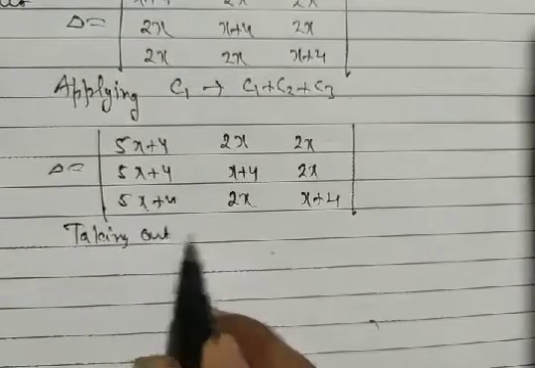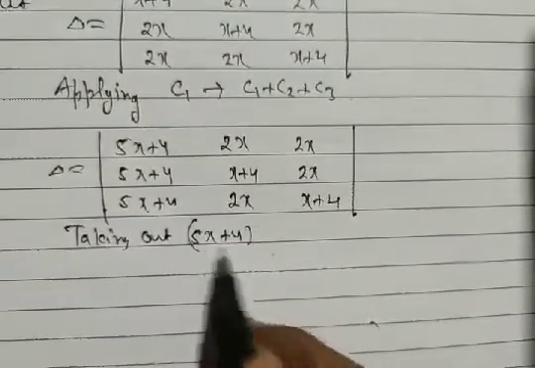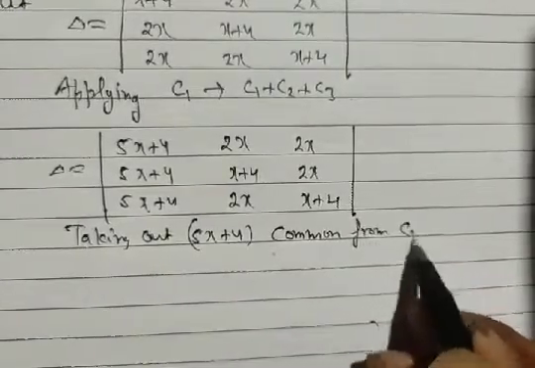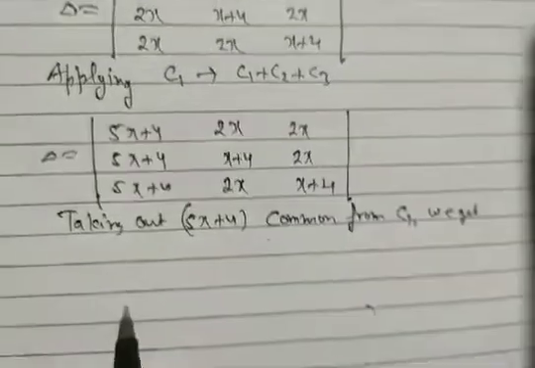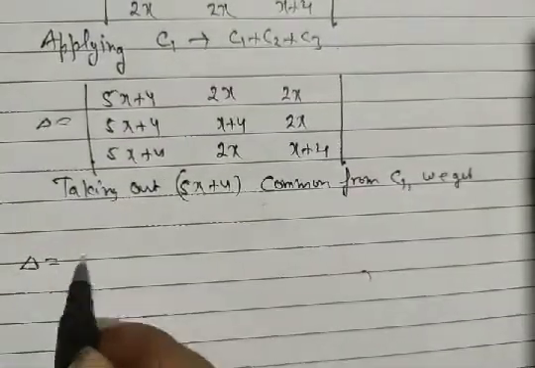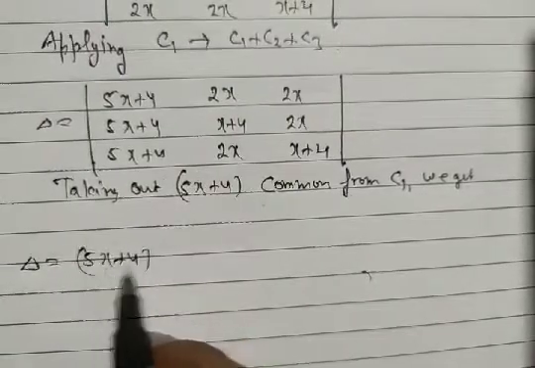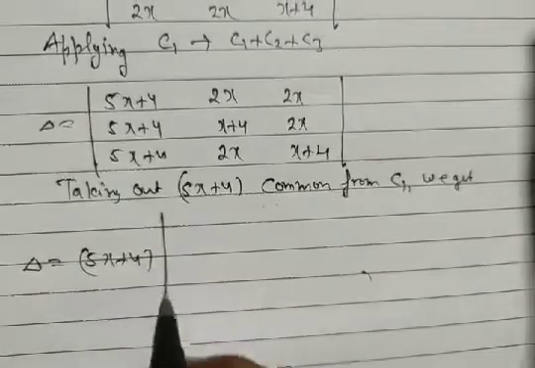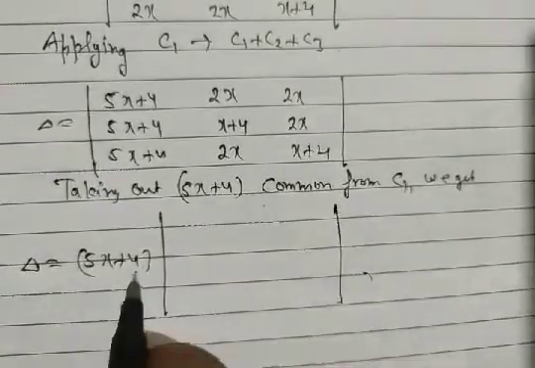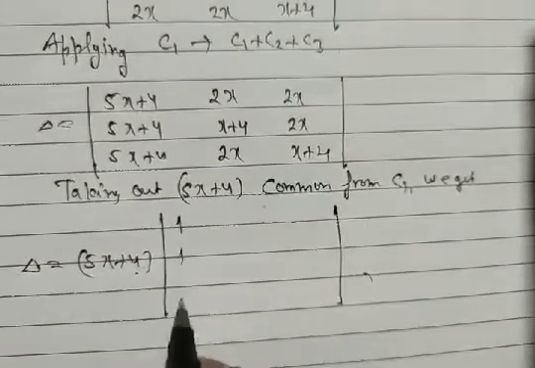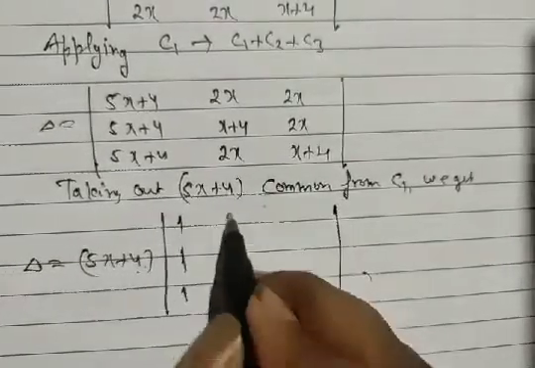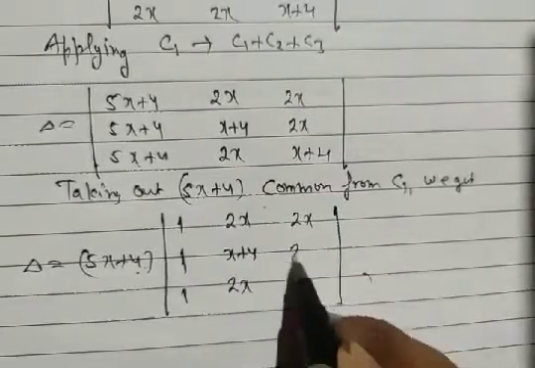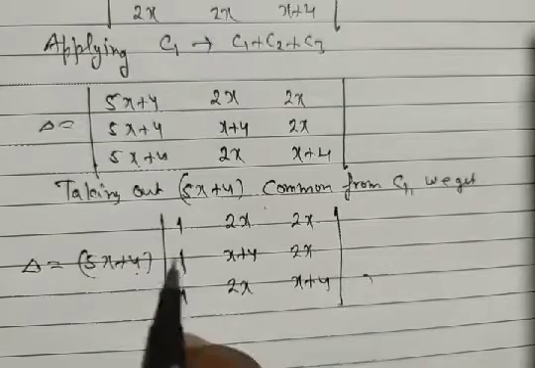Taking out 5x plus 4 common from C1, what then do we get? Whenever we take out any element common, we have to write down its middle in the middle of the determinant. Now we have 1 1 1, 2x, x plus 4. Now all the elements are 1 here.